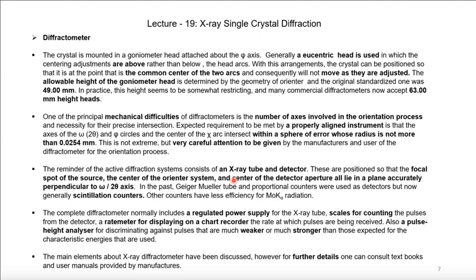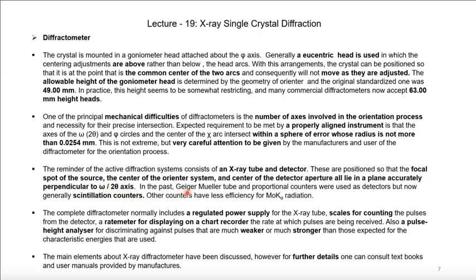Well, after all this, we have to have an X-ray tube and a detector. So the main focal spot of the source of X-ray, the center of the orienter system, and the center of the detector aperture should lie in a plane accurately perpendicular to the omega or 2 theta axis.